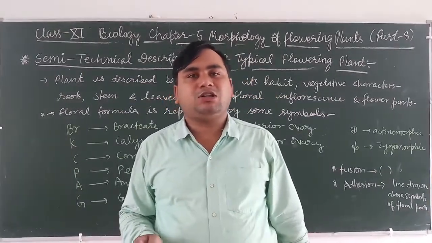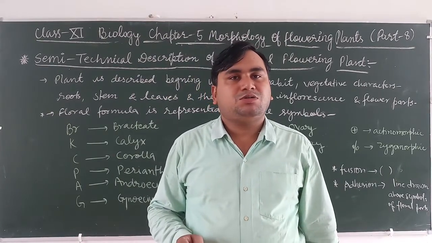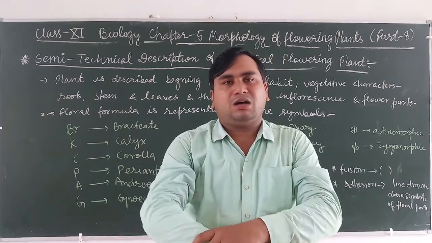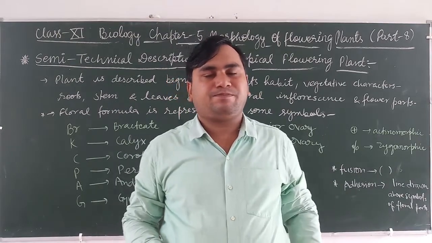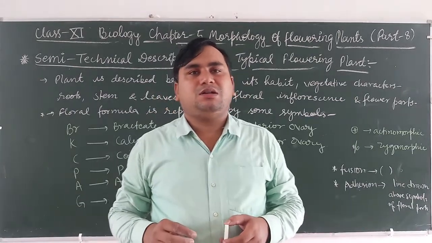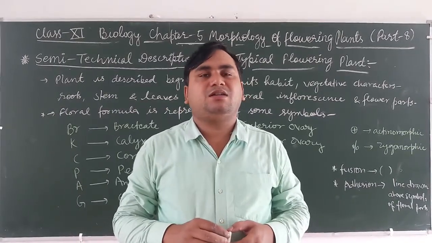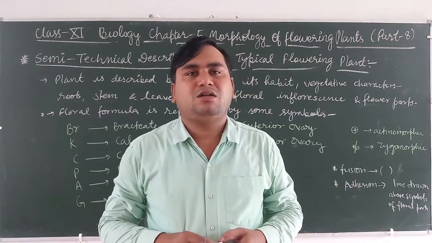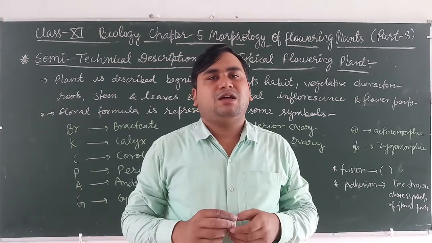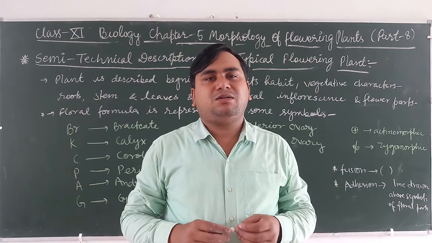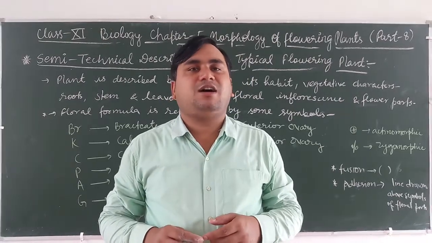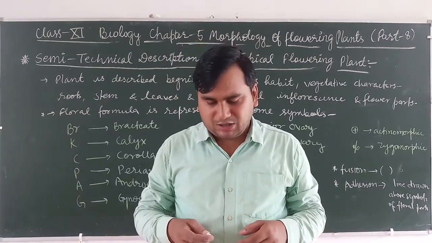Chapter number 5 is going on, that is morphology of flowering plants. Today, part 7. Today I am going to describe how plants are described with the floral formula. We know that in flowering plants there are different features by which we can describe their parts: sepal, petal, calyx, corolla, androecium, gynoecium, etc. But here there is one rule for formulating and representing the morphological characteristic features of flowering plants. So let us start now one by one.